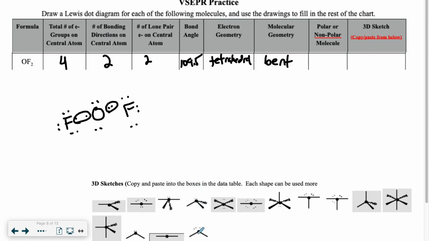For our shape, we are going to have this one right here. This is also a bent shape, but it only has the 1 lone pair, so we want the one with 2 lone pairs. That's going to go up there.